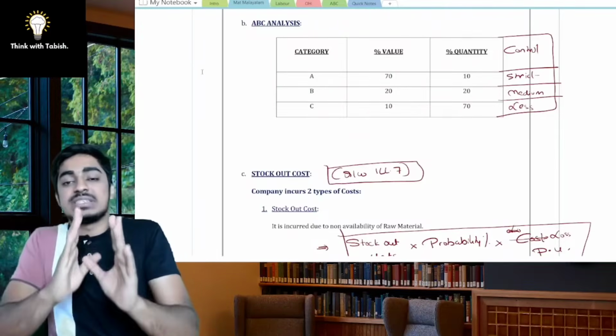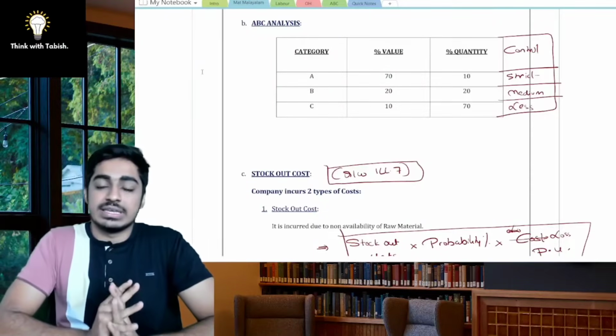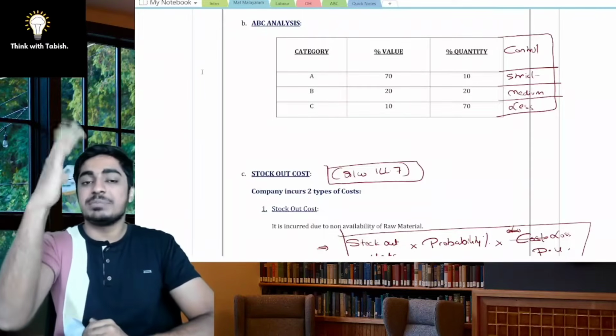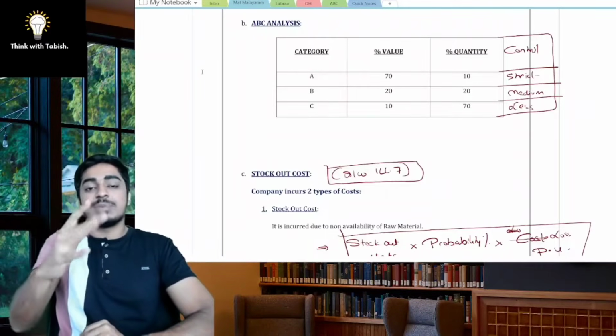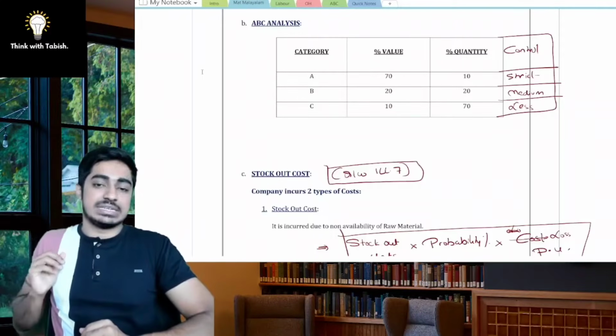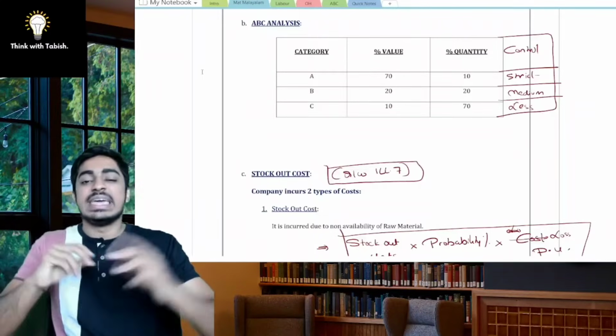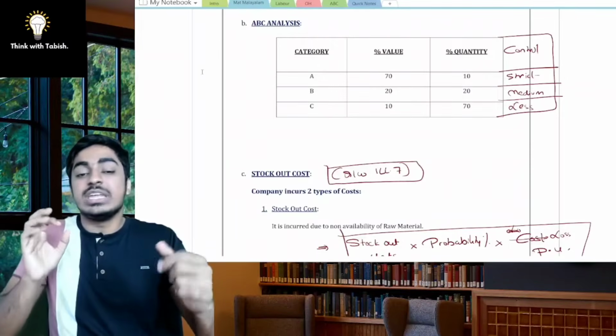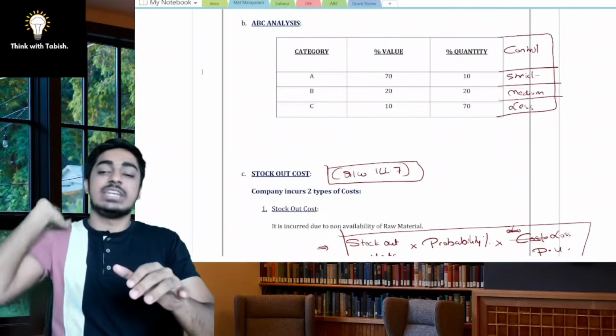Yes, based on percentage value and percentage quantity. In terms of percentage value, A category will be the top 70%, B category the next 20%, C category the next 10%. In terms of percentage quantity, A category is only the 10%, B category is the next 20%, C category is that big 70%.